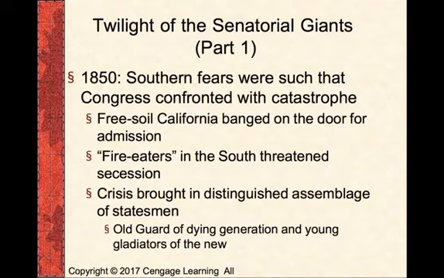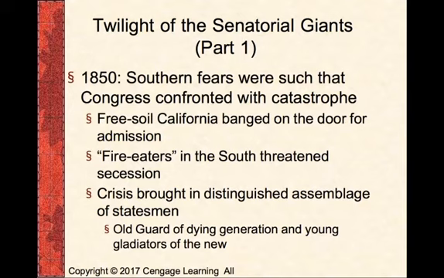In 1850, the Southern fears were such that Congress was confronted with catastrophe. Again, California was banging on the door for statehood. They would have been brought in as a free state. The fire-eaters in the South threatened secession if California was brought in as a free state without a slave state being brought in to balance it.